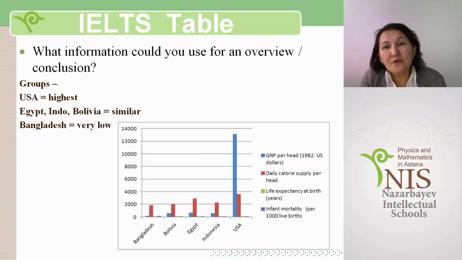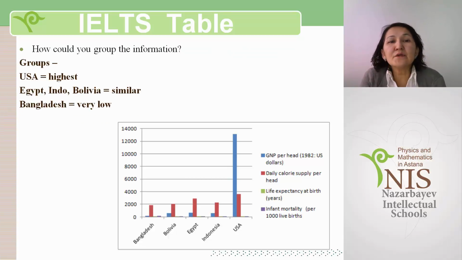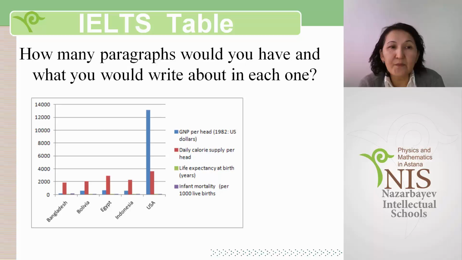What information could you use for an overview and conclusion? Groups: USA the highest, Egypt, Indonesia, Bolivia similar, and Bangladesh very low. How could you group the information? So the same information you can use for grouping. USA the highest, Egypt, Indonesia, Bolivia similar, and Bangladesh is very low. How many paragraphs would you have and what would you write about in each one?